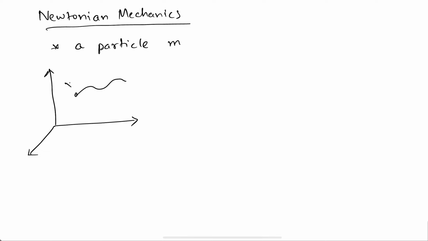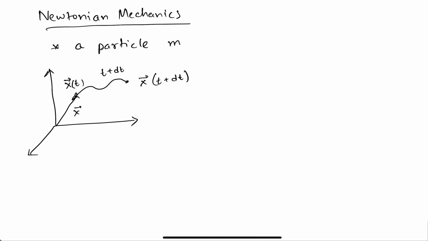So at any time t, the particle is at some position x. This is a vector, x vector. And at some future time, which is t plus dt, we want to know where the particle would be. So what would be its position at time t plus dt? In mechanics, once you know the position of a particle at a particular time, the goal is to predict the future position of the particle.